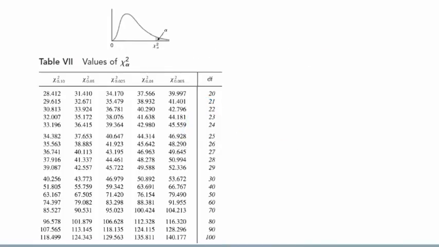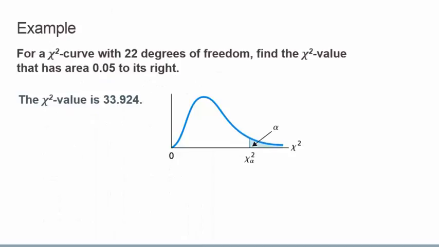for the table, the chi-square distribution has the information for alpha to the right of the chi-square value. So we want to find the column that has chi-square sub 0.05, and then we want to find the degrees of freedom 22. And where that crosses is our value for chi-squared. Here it's 33.924. The chi-squared value is 33.924.